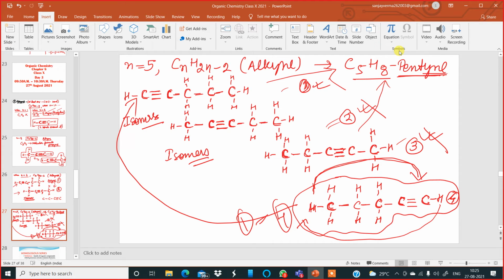Watch carefully now. In the first one, the triple bond is between first carbon and second carbon. In the second one, the triple bond is between second and third carbon. In the third one, between third and fourth carbon. These 3 are different. Structural formula is different. That is why they are isomers, but the molecular formula is same.